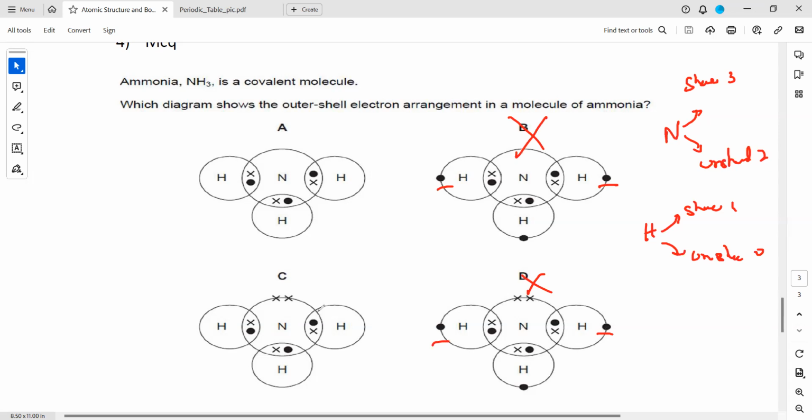So we are left with A and C. Why is A wrong? Because in A, the 2 shared electrons are correct, but the unshared electrons on the nitrogen are not there. So A is also wrong. C is the correct answer for this. Hydrogen shares 1, nitrogen shares 1 from that side. So nitrogen shares 3 electrons, one with each hydrogen, and there is an unshared pair of electrons, 2 electrons. So C is the right answer.